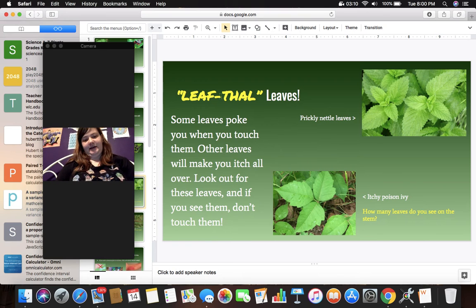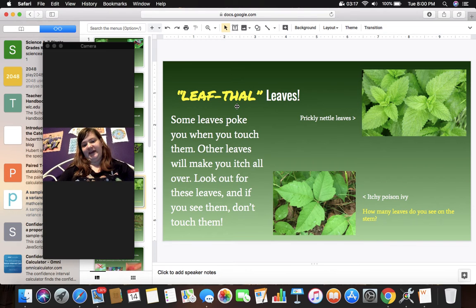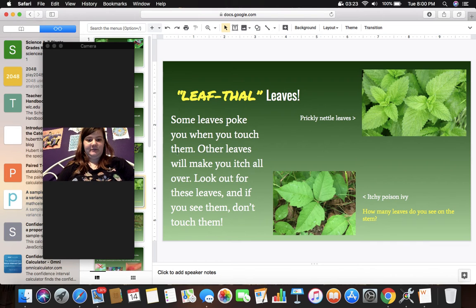Next we have lethal leaves. Lethal comes from the word lethal, which means it can hurt you really badly. So let's read this next section here. Some leaves poke you when you touch them. Other leaves will make you itch all over. Look out for these leaves, and if you see them, don't touch them.